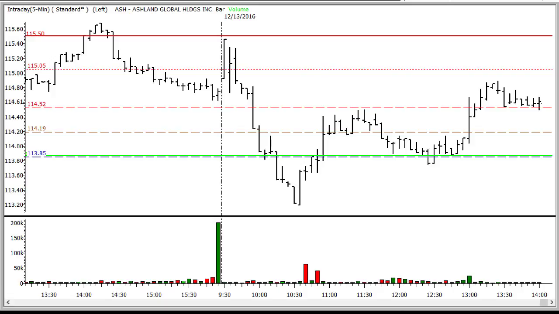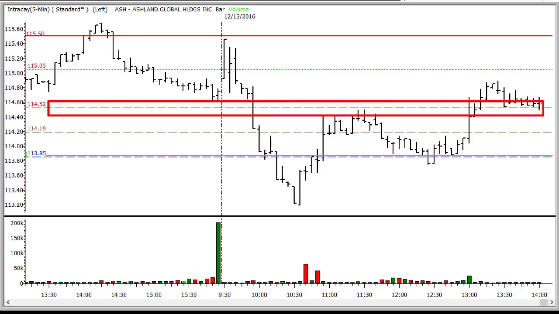And of course, the way that I then can handle this is as things come up on these lines, I'm sitting in front of my computer and I can just put these orders in manually, and it's really not that big a deal to handle three things. In the case of Ashland, we've got the entry right here, 114.52.